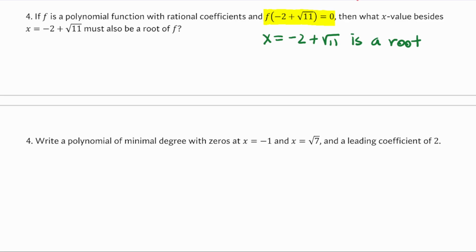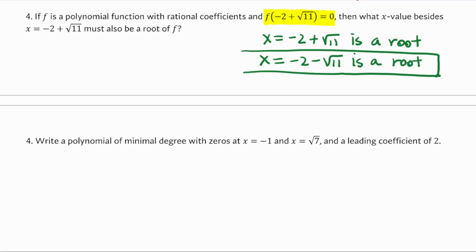So if we know that a plus the square root of b is a root of a polynomial with rational coefficients, then x equals a minus the square root of b is also a root. So that would be my answer. What number besides x equals negative 2 plus the square root of 11 is a root? Negative 2 minus the square root of 11. We don't need to know anything else about the polynomial besides that it's a polynomial and that it has rational coefficients.